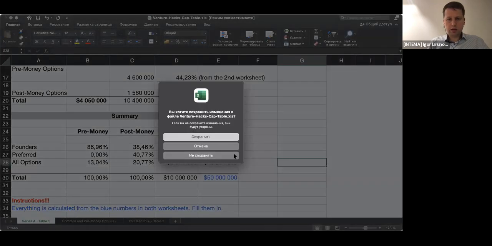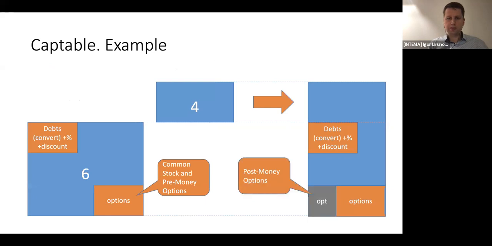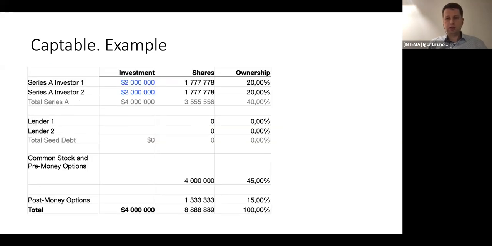So let's go back to the slides. This example we looked through. 6 million shares to invest. One more interesting point. You saw here that lenders, so no lenders, no investors on early stage, and investors on early stage.